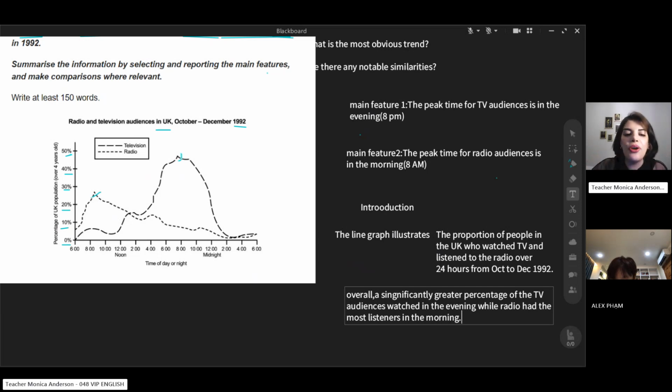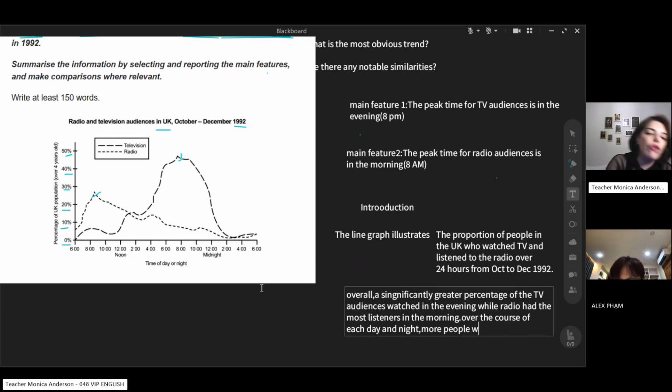Now, I want to compare them. So I can say, over 24 hours, over the course of each day and night. Can you say time of day or night? Day and night, more people. I want to compare. Do more people watch TV or listen to the radio?